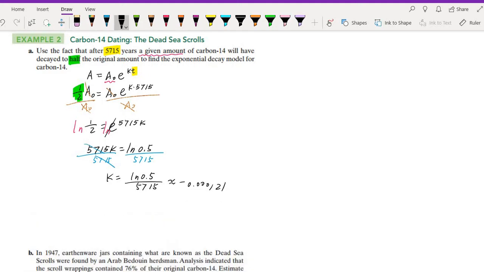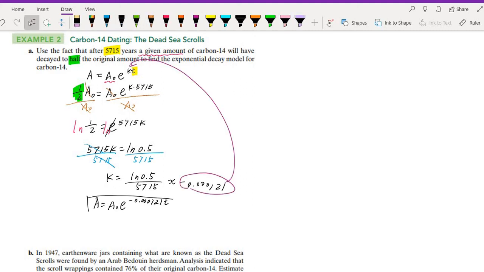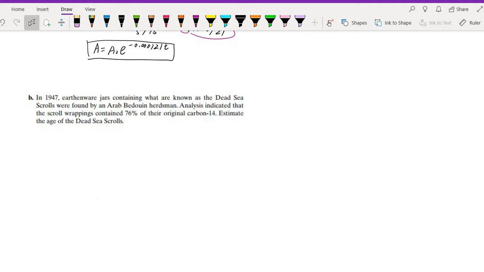Because the question is asking us to find the exponential decay model, we have to bring this back to the original equation. Then your function should look like A equal to A sub 0 e to the negative 0.000121t. Okay, so that is my part A. Now we're going to use that model to solve part B. For part B, you can pause this video to read it, but the main idea is to look here.